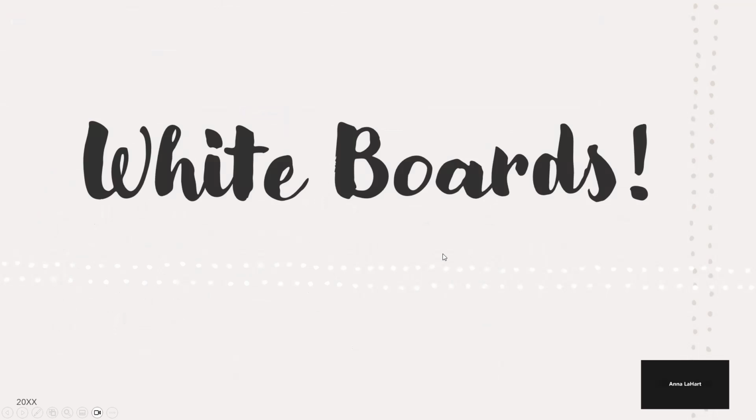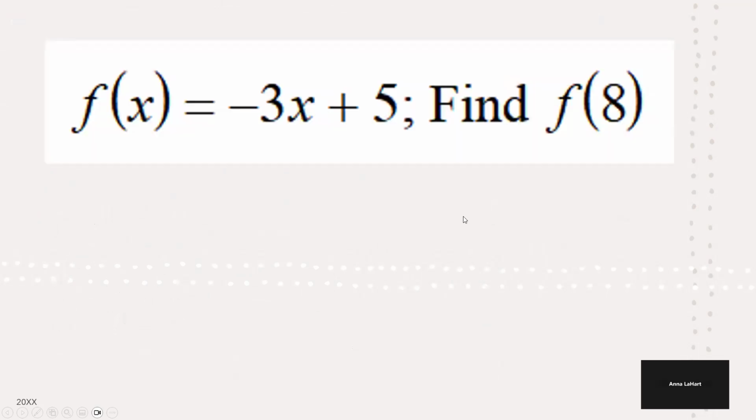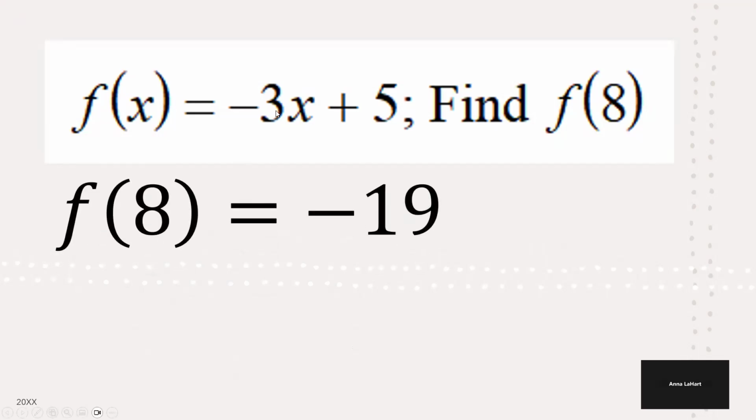Now, if you're at home, just get a piece of paper out. I will show you the problem and then pause the video, guys, because I don't know how long it's going to take you to do this. So please hit pause right now. Try this problem. Hopefully you've unpaused, and when you plugged it in, you would end up with f of 8 equals negative 19.